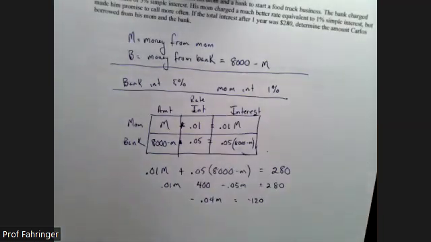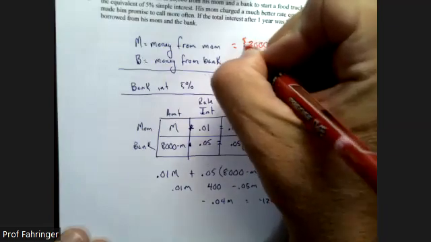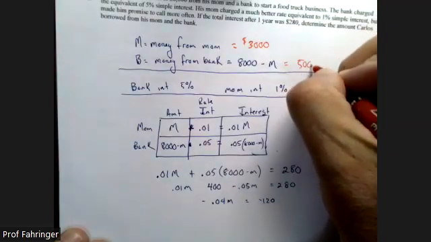Use your calculator. Everybody has a phone. Everybody has a calculator. M is 3,000. That sounds legit. If I divide by negative 0.04, yeah, there it comes. It's coming fast and furious now. M is 3,000. B is 5,000.